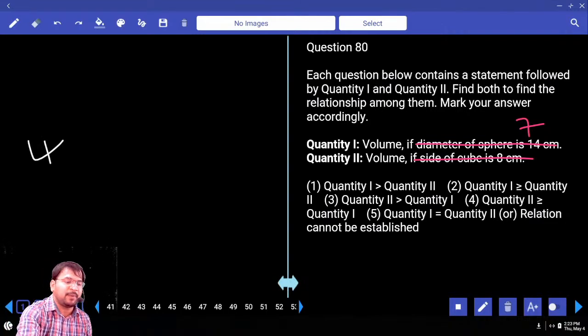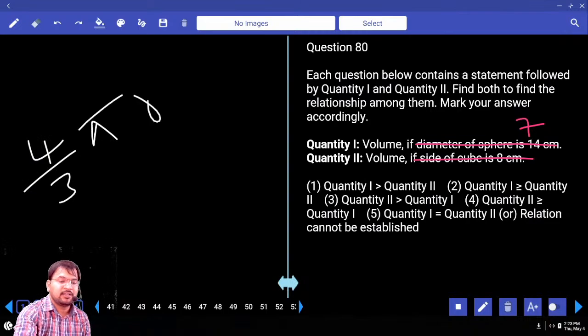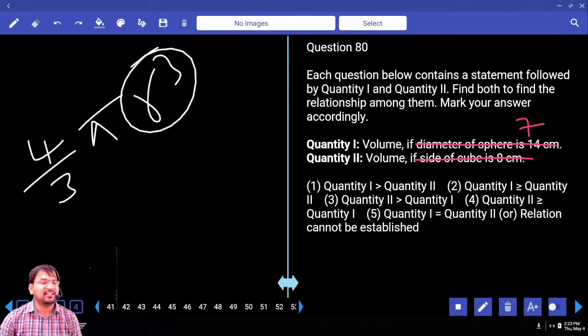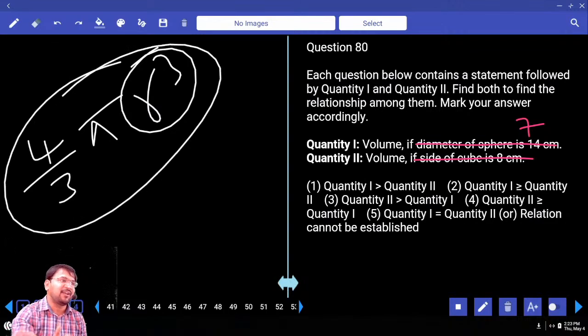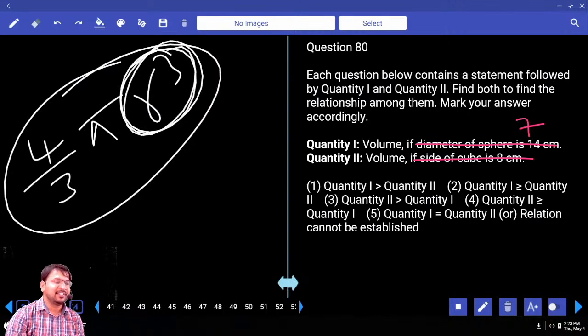Volume of the sphere is 4/3 pi r cube, na. R is nothing but 7, na. So this value should be more than 512, na. 7 cube is nothing but 343. 343 into 22/7 into 4/3. Definitely it will cross 512, na. So no need to calculate.